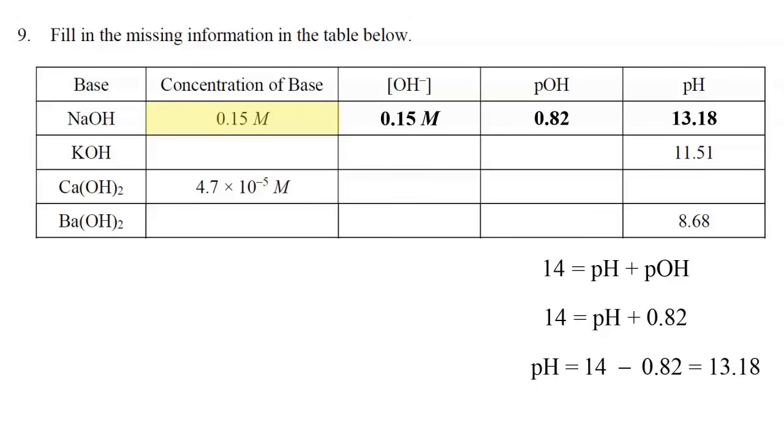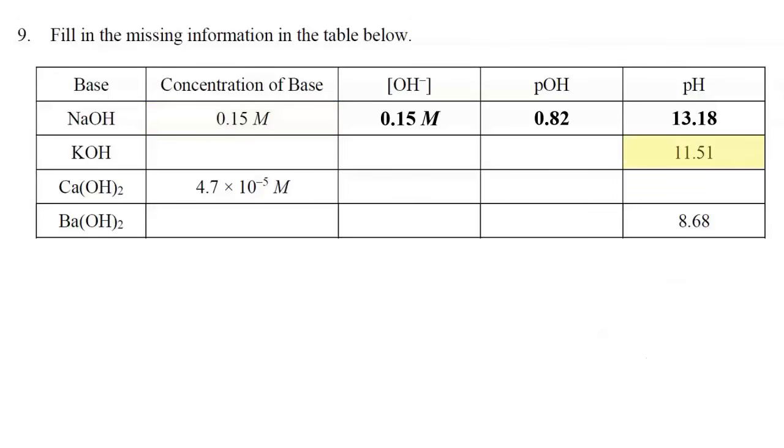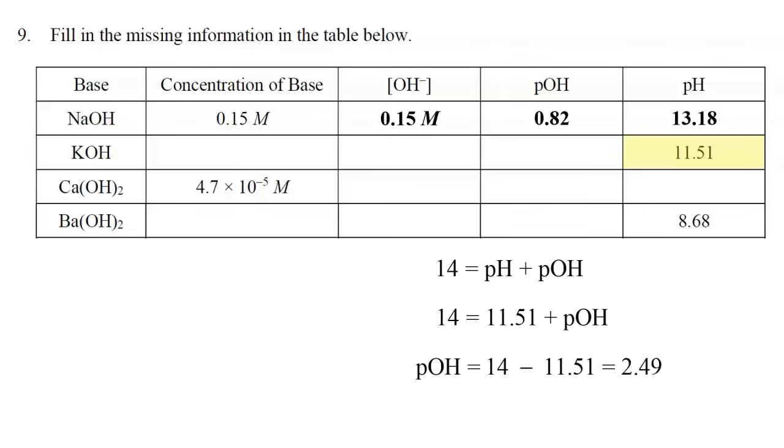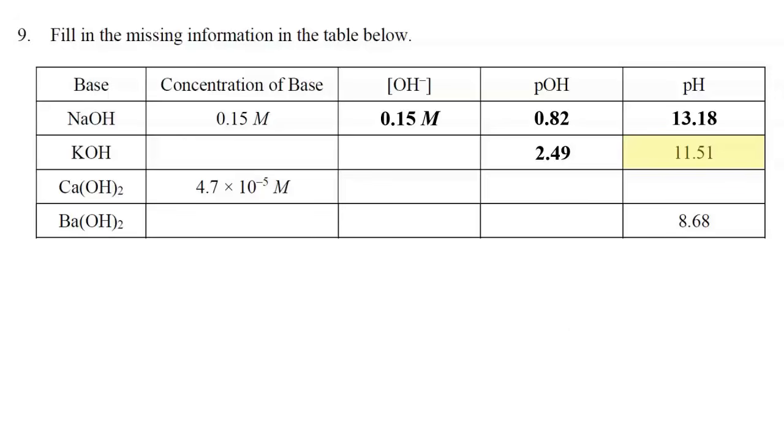So starting with pH, 11.51 is the pH. Since pH plus pOH is equal to 14, that means that the pOH will be 14 minus 11.51, and that works out to be 2.49. Now, to go from the pOH to the concentration of hydroxide, it will be the inverse of the negative log. So I'll do 10 raised to the minus 2.49 power. And when I do that math, I get 0.003236.